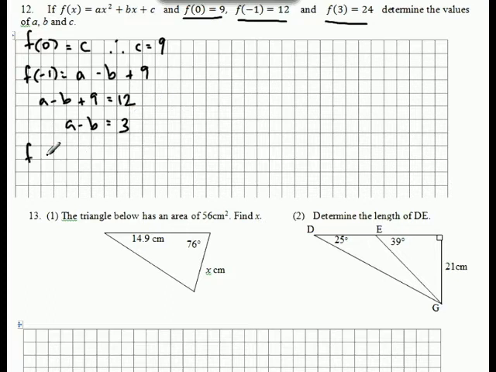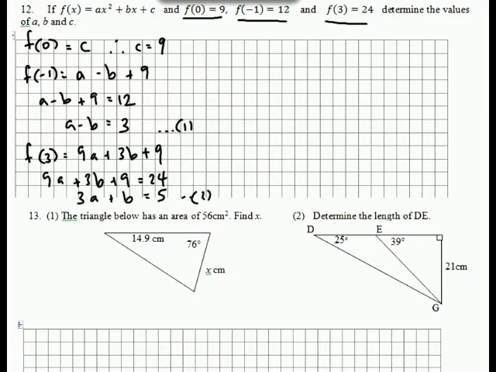Now do the same for f of 3, which gives us that, and therefore that must be the same as the value of f of 3, which we were told is 24. Simplify that, and we'd end up with 15 dividing by 3, we get 3a plus b equals 5. So equation number 1 and equation number 2 can be solved simultaneously, and we end up with values, in this case using the calculator, of 2, negative 1, and we knew that c was equal to 9.